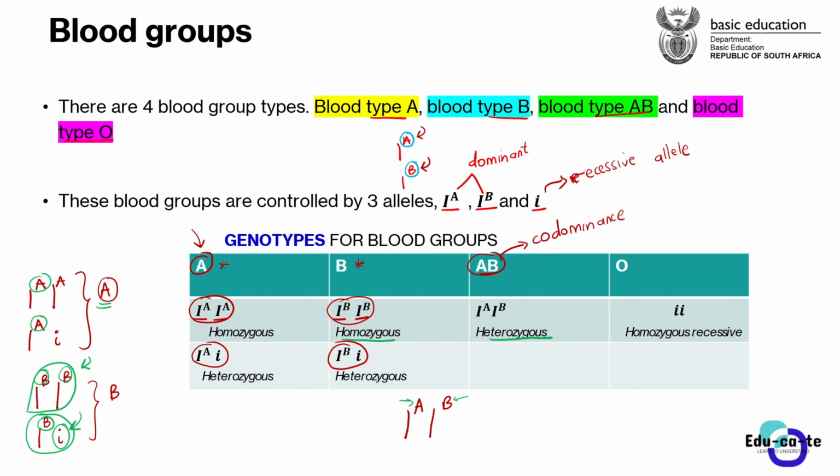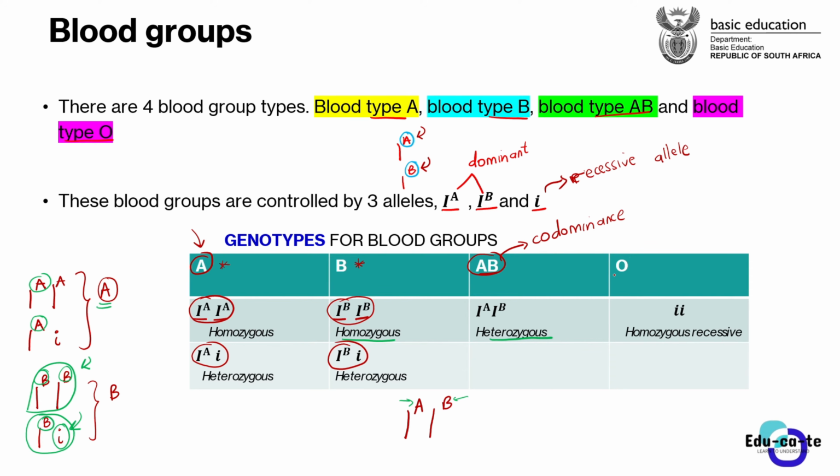It's actually a combination. Both of them are going to be shown in the phenotype. That is why our blood group is AB. There is an A and a B. So that's a form of codominance. Link in the comments as well on how dominances work.